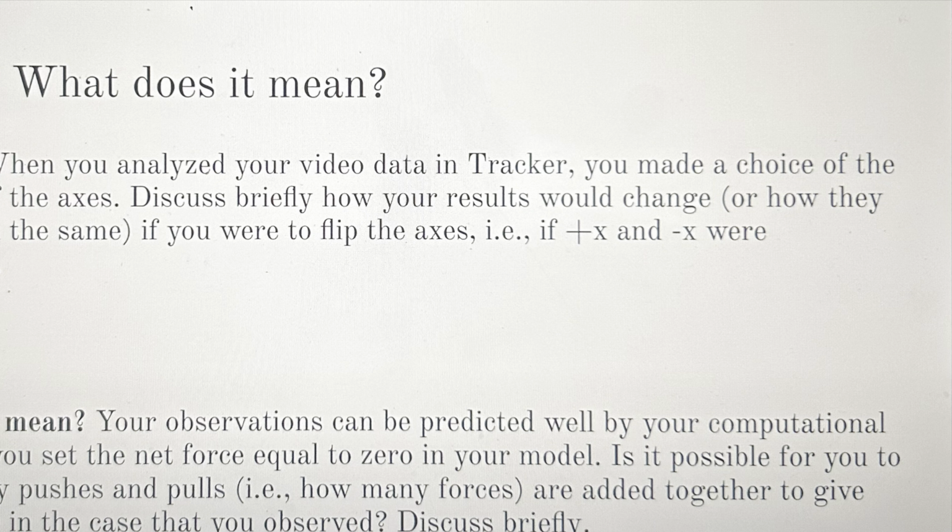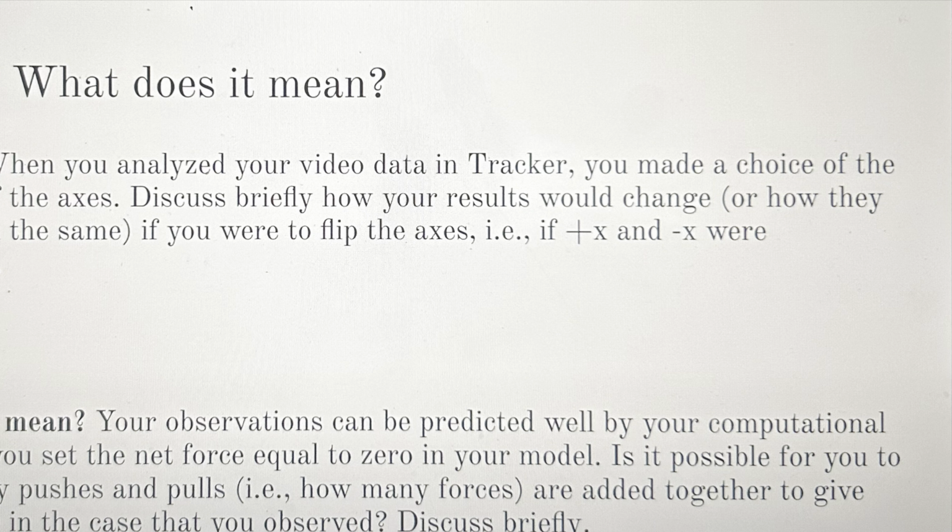For the what if and what does it mean questions, which were discussed in the lab instructions: if I were to flip the axes, then instead of obtaining a positive relationship between the displacement and time, I would now receive a downward sloping graph, which would indicate a negative relationship between displacement and time.